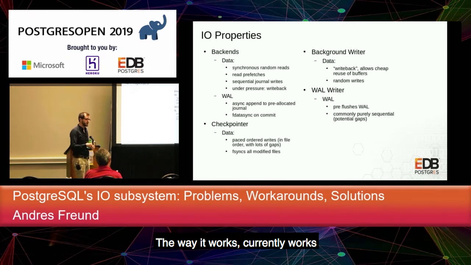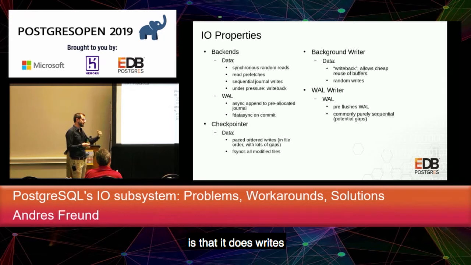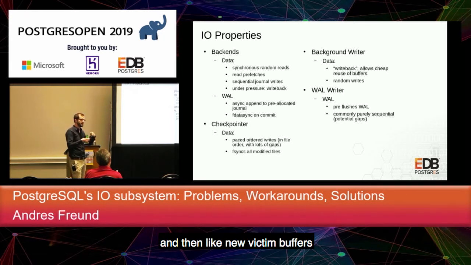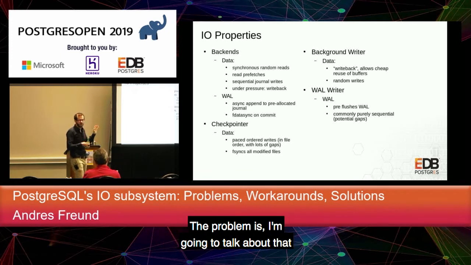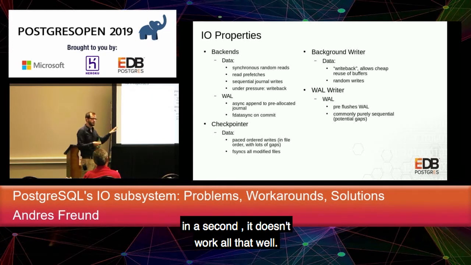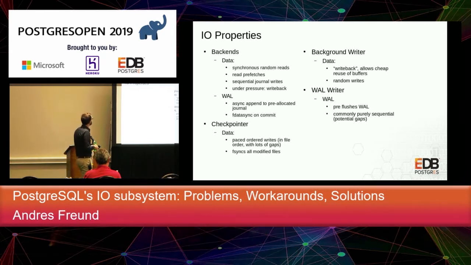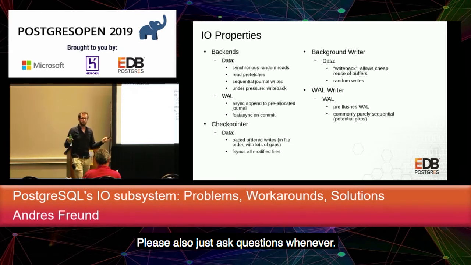The way it currently works is that it does writes whenever it sees that backends need new data, like new victim buffers to place data in, and then it tries to keep pace with that, so it's usage dependent. So if you never actually need new buffers, then it will not do much. The problem is, I'm going to talk about that in a second, that it doesn't work all that well. But ask me again if in like 5 slides or something, it's still there. Please also just ask questions whenever.